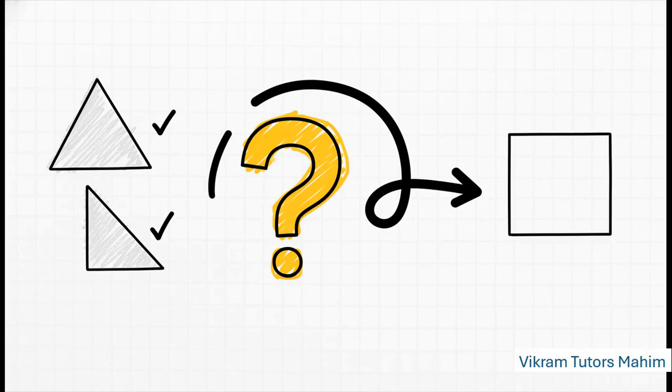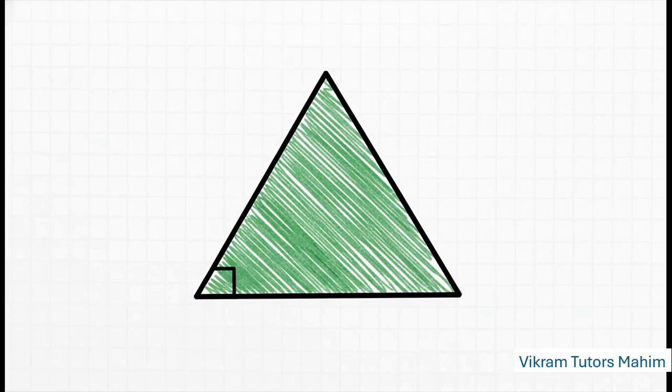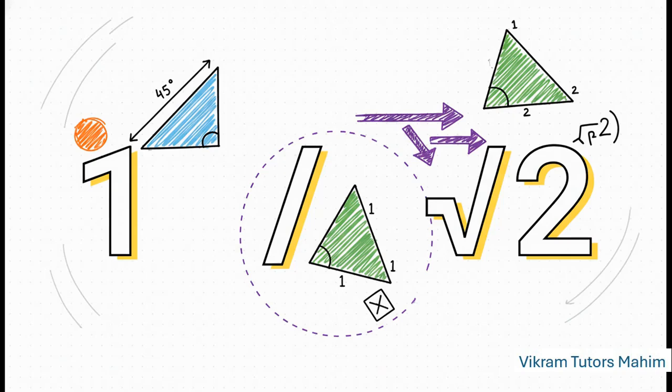What about 45? Well, for that, we need a different shape. This time, we're going to start with a simple square and slice it diagonally. Just like that, we have two 45-degree angles. So now, finding the ratios is super easy. And there it is. The sine of 45 degrees is 1 over the square root of 2.